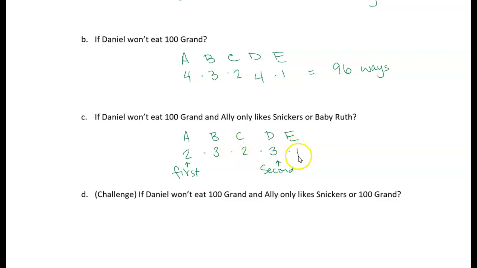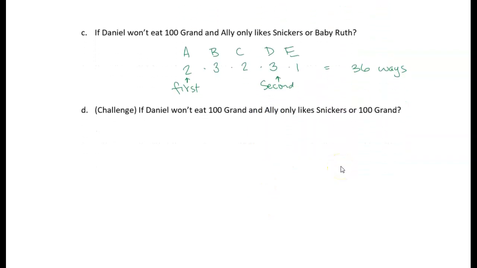And then, okay, poor Emily. Again, last choice. She gets whatever's left over. Okay, so when we multiply that out, we end up with 36 ways to distribute the candy bars. Okay. All right, so part D is a challenge.